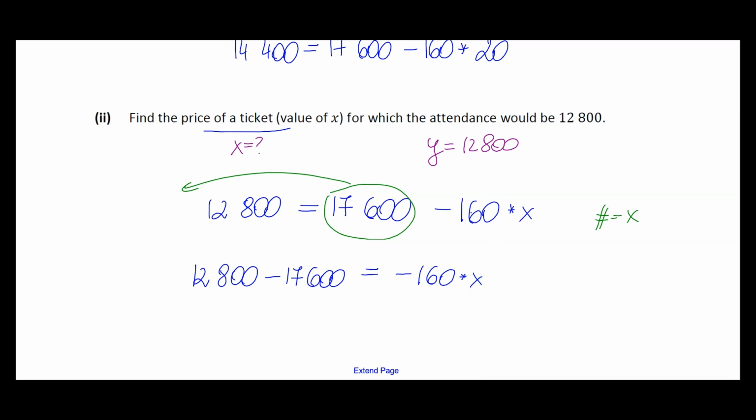Again, I want X on its own, not X multiplied by a number. How do we get rid of multiplication? By dividing both sides of the equation, because minus 160 divided by minus 160 is 1, and 1 multiplied by X is X. And then we put all of that in our calculator, press equal, and we get that the value of X, which is the value of the ticket, is actually 30 in this case.